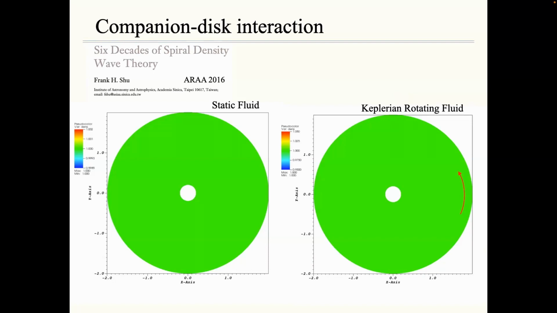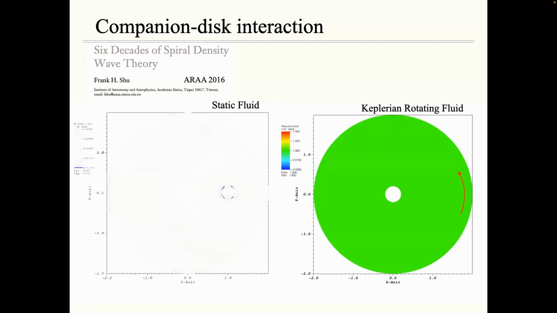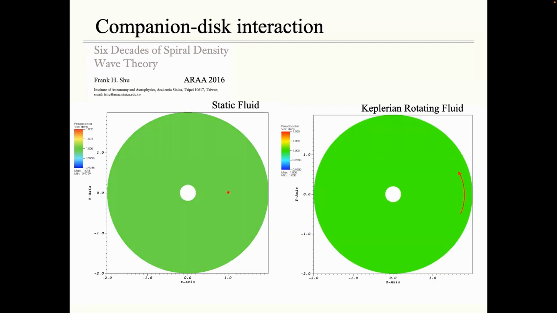And here I'll summarize with 2 movies. In the first movie, we have a static fluid, like a water pond. You are perturbing the fluid, for example, throwing a rock in the water. What you will see is that the waves will propagate like ripples in the water. So this is a density wave propagating in a static fluid. If you throw a rock, you have ripples propagating at some speed, or actually the surface gravity wave speed.